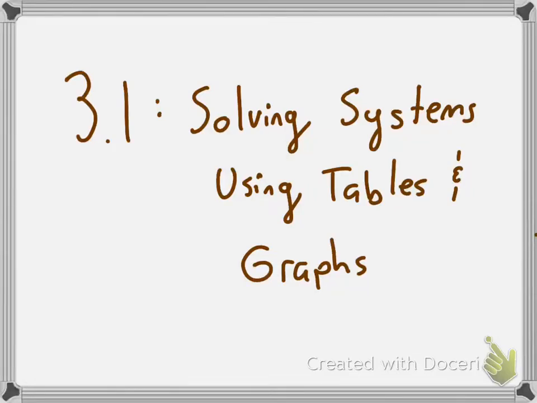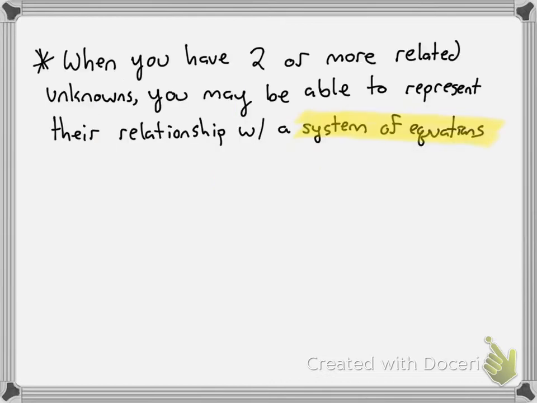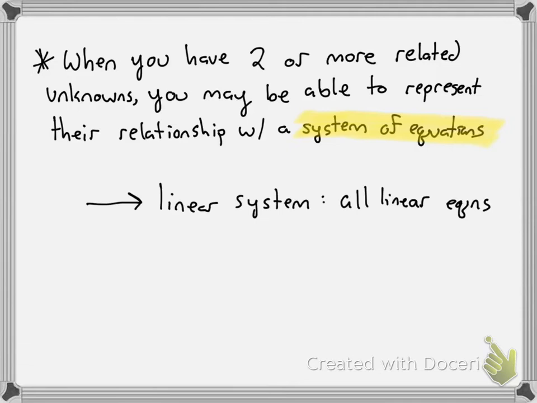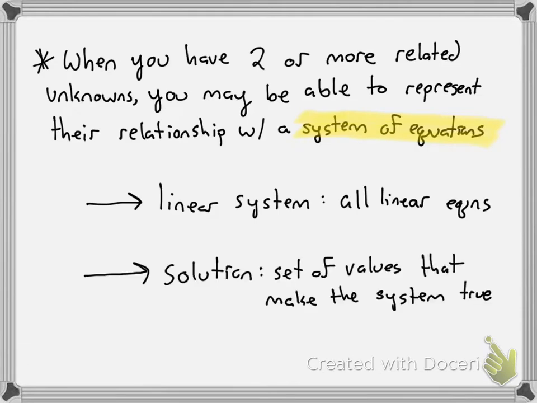In section 3.1, we're going to be solving systems using tables and graphs. When you have two or more related unknowns, you may be able to represent their relationship with a system of equations. In this section, we're only going to be looking at linear equations, therefore we call that a linear system. Further, a solution to the system is a set of values that make that system true.